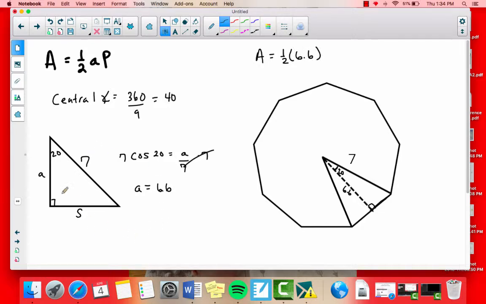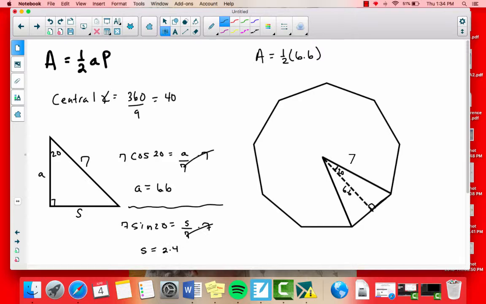Okay? Then we can go ahead and find the side length. So we're looking for this bottom side of our right triangle. And this time I'm going to use sine because that's the opposite over the hypotenuse. So I'm going to write here the sine of 20 degrees is equal to the S over 7. Again, multiply both sides by 7. And that's going to get us that this side length of the triangle is 2.4.